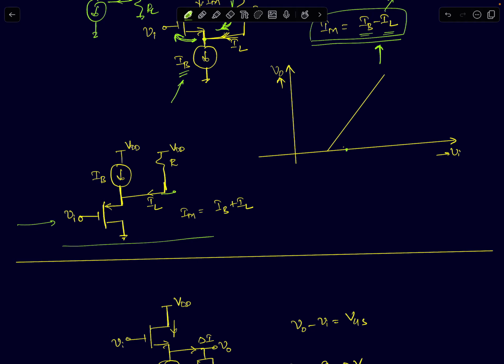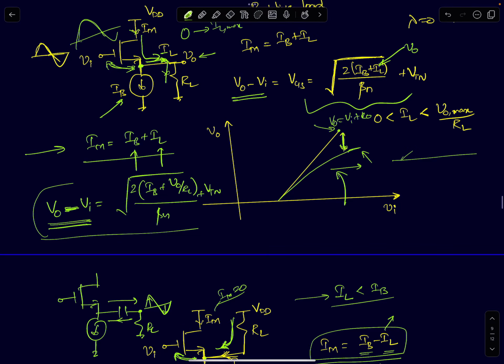The output DC of a PMOS based source follower will be greater than the input DC. Okay, so your V0 minus Vi will be equal to VGS. So if you see in these equations, oh sorry, I've written it here, it is Vi minus V0 is equal to VGS here. I think I've made a mistake here. So this one is Vi minus V0.